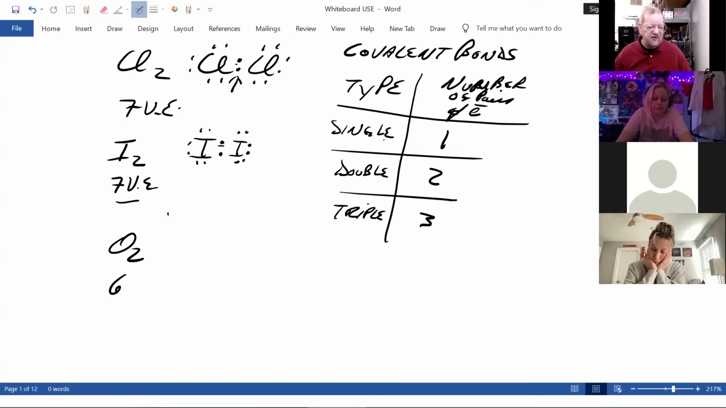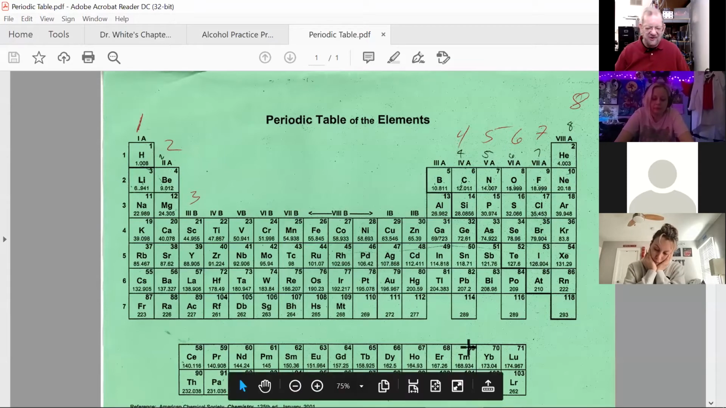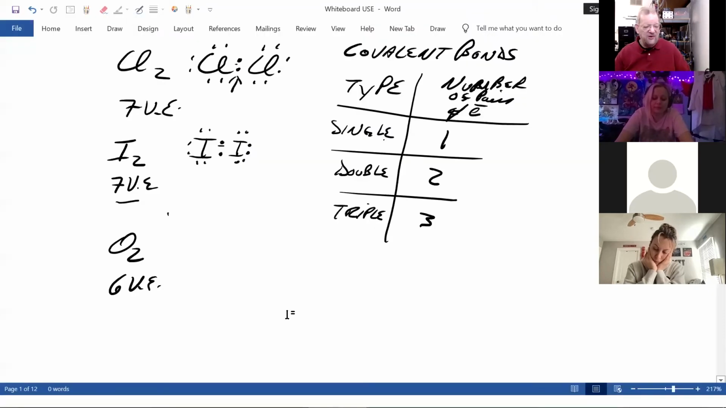Oxygen has 6 valence electrons. Let's find out if Dr. White could be lying to you or not. How do you find out? You look at the periodic table, go to the top, and the number is 6. I was telling you the truth. I always do. And how do we do this? We say this oxygen, and you don't have to write these like this the way I'm doing it, but I'm showing you how it works out.